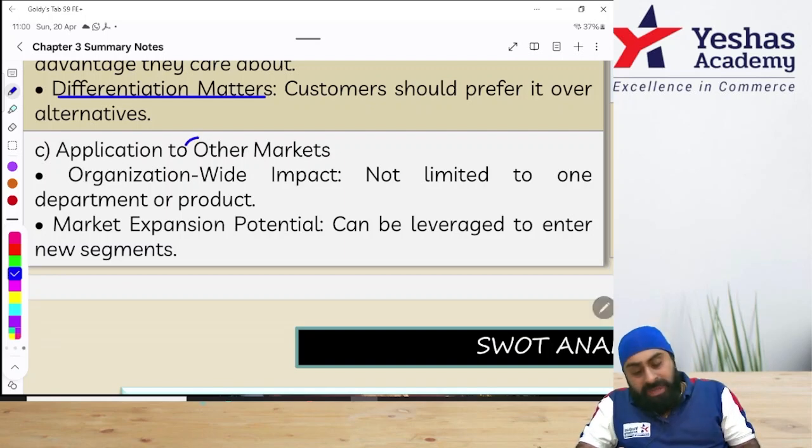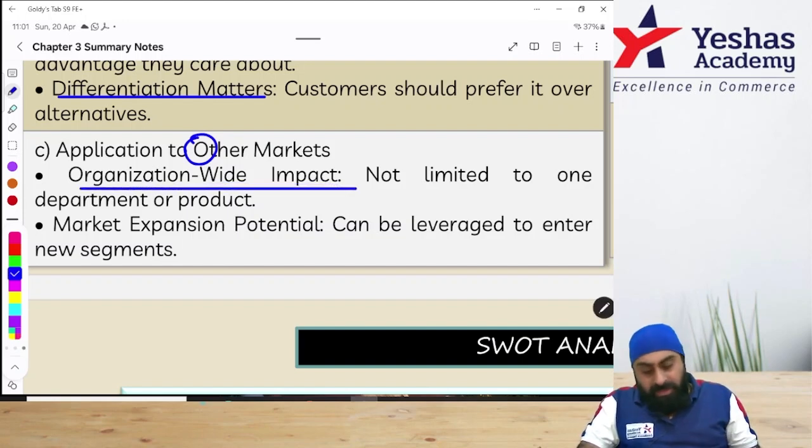So this concept, core competency, is a wide concept. It has an organization-wide impact, not limited to one particular department or product.